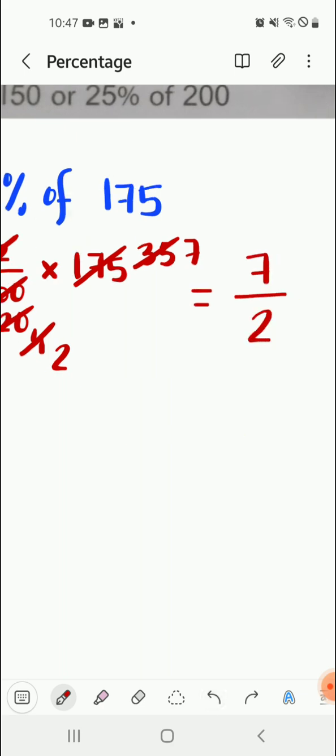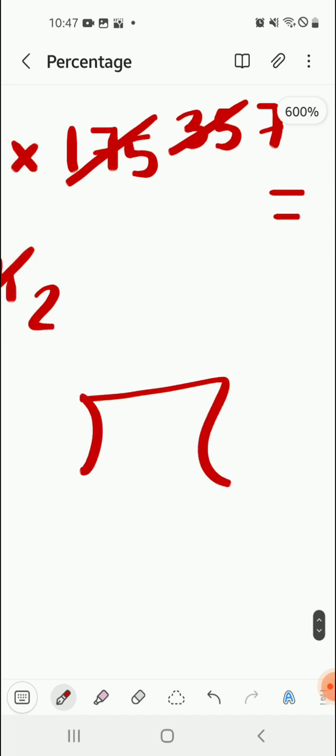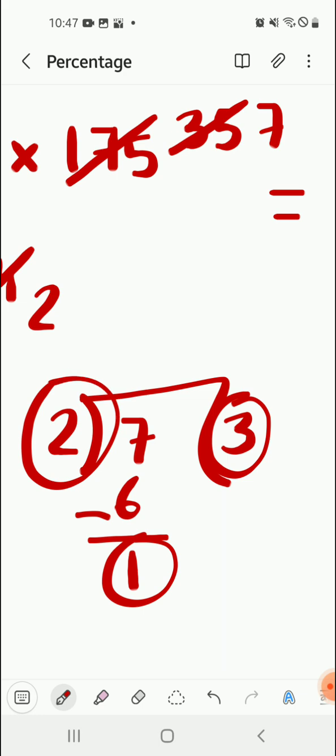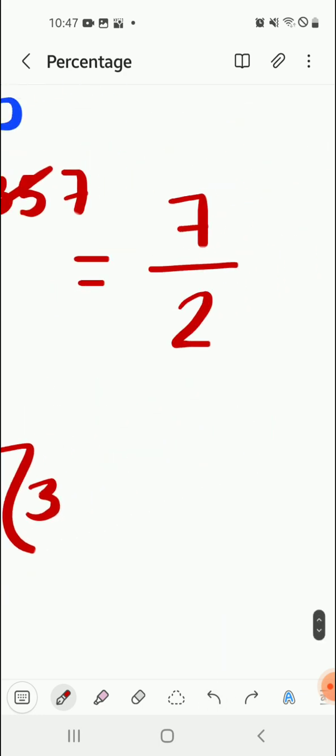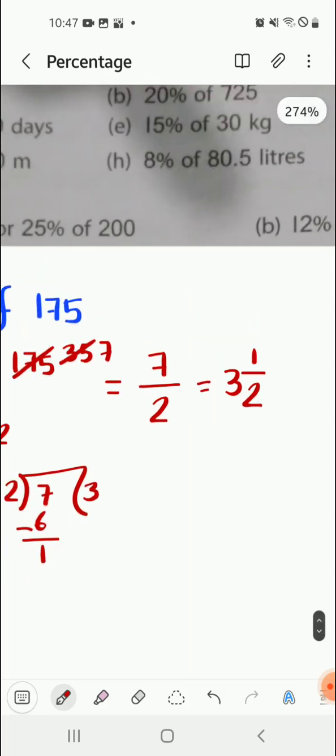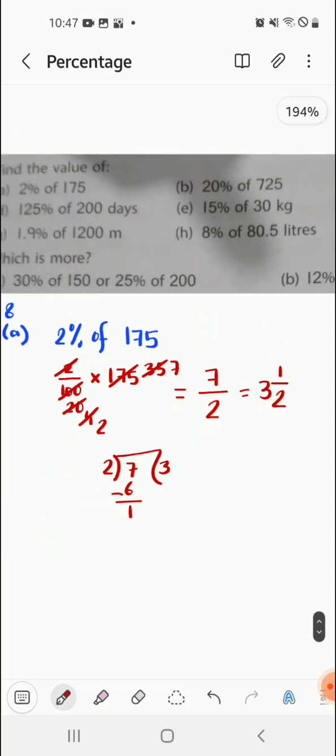Now we are going to convert this number 7 by 2 into a mixed fraction, so 2 into 3, 6, we get 1. So it is 3, 1 by 2. So this is the representation. So its value is written as 3, 1 by 2. There will be no percentage sign because we are asked to find 2% of 175. So it will be in terms of an absolute value, not percentage sign, right?